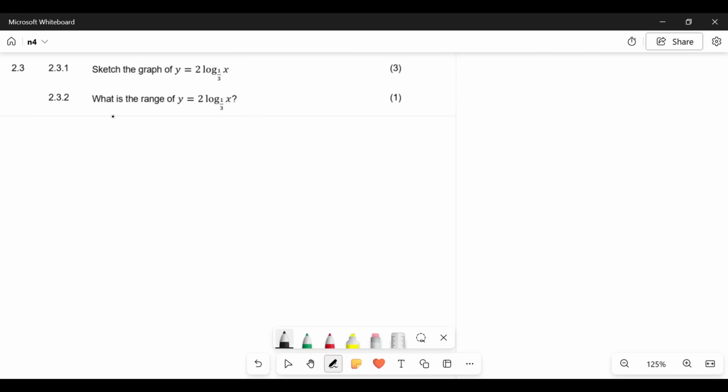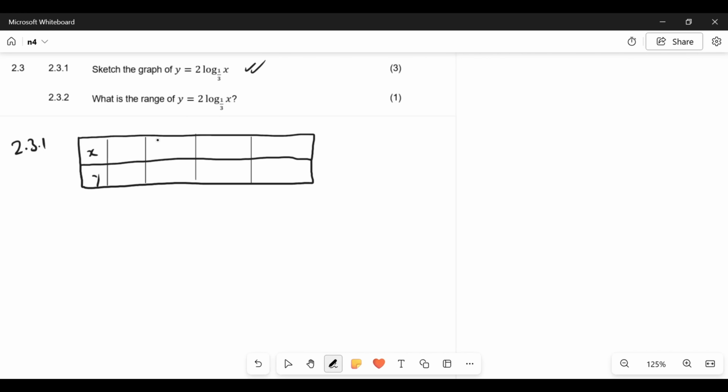All right, guys, here is our 2.3. Now, 2.3, it has two questions, which is 2.3.1 and 2.3.2. Let's start with 2.3.1. Then, the one asked to sketch the graph of y is equal to 2 log x to the base of 1 over 3. Now, this here, clearly we can see this is a log graph. Again, log graph is one of the graphs that you can draw using a table. I prefer that you use a table to draw this graph. Now, if you use a table, there are a few things that you need to pay attention to. First, let's start by creating the table.